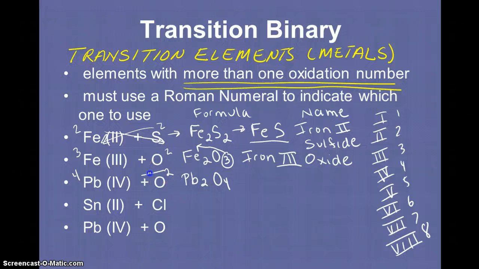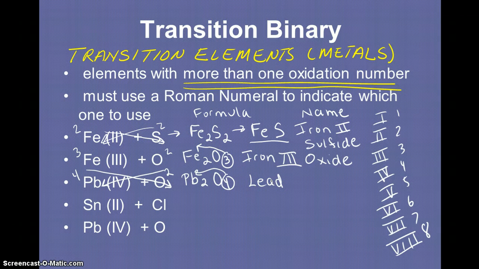Okay, we switched those oxidation states. The 2 is now after the lead, the 4 is now after the oxygen. But now I have to write the name. Now write in the name, don't forget, this 4 belongs to lead, correct? So you have to tell me that in the name.